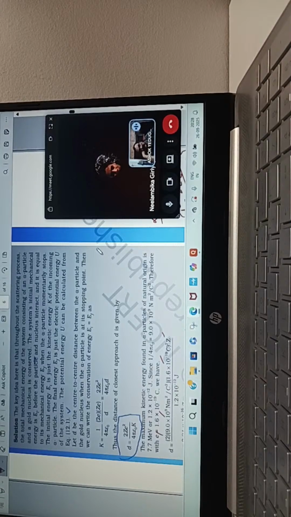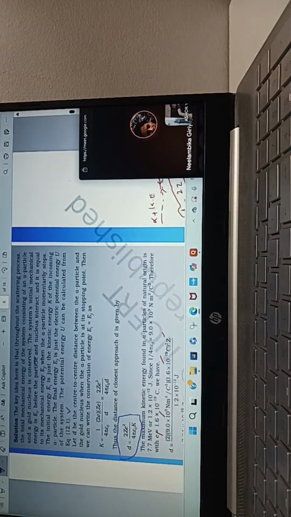Kinetic energy is given. How much is the kinetic energy given here? Sir, they've given it as 7.7 mega electron volts. Okay, mega electron volts, how to convert into joules? 10 to the power 6. That is mega. In joules I want, na. Okay, yes, sir. In joules it will become about 1.2 into 10 to the power of minus 12 joules, sir. Okay, it is written here. How did you get 10 to the power of minus 12?